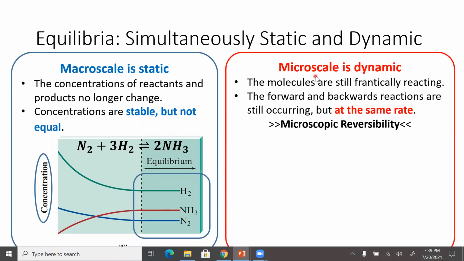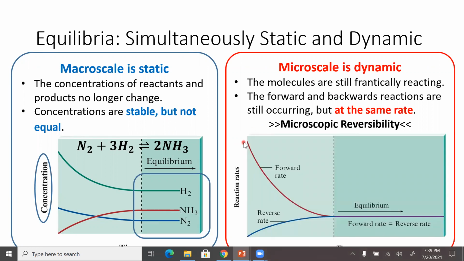But if we were to look at the microscopic scale, if we were to go all the way down to the molecular level, equilibrium is actually very dynamic. The forward reaction is taking place and the reverse reaction is taking place. But they're taking place at the same rate. So the net change is zero.